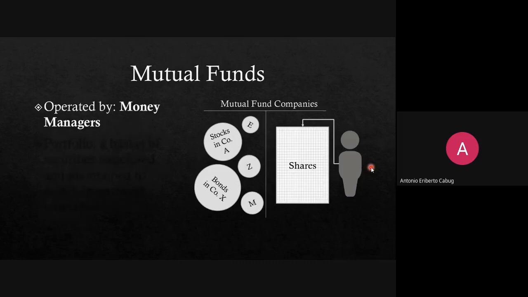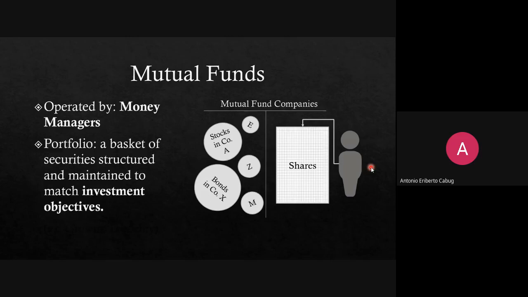Mutual fund companies are operated by money managers. The left side of the balance sheet, the assets of the mutual fund, is a collection of securities known as a portfolio. When we say portfolio, it's a basket of securities structured and maintained to match the investment objectives. Popular investment objectives include growth and liquidity. As I have told you last time, when you intend the fund to grow, you have to invest in companies that are growing at a faster rate than the entire economy. Those who have a goal of liquidity should invest more in short-term debt instruments called money markets.